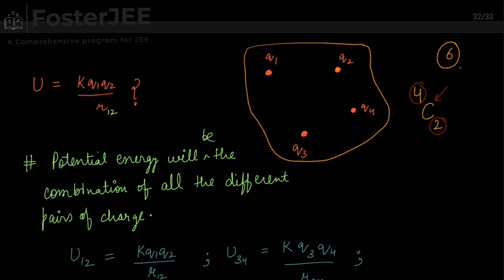Why C has come and not P? Because order doesn't matter. The same interaction will be there if we consider 1 and 2 or 2 and 1. So 4C2, and the value of 4C2 is 4 factorial upon 2 factorial and 2 factorial, which is 6.